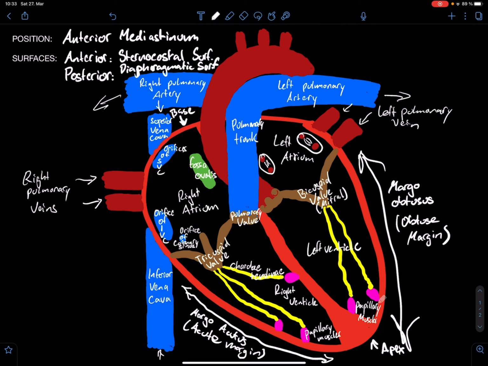In case you're wondering which one is missing, it is the septal papillary muscle, because we don't have a septal cusp. We only have anterior and posterior cusp. And again, 2 chordae tendineae.